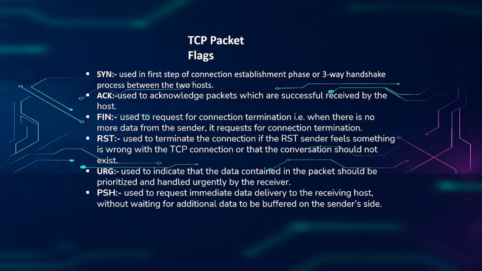So it is basically used to request immediate data to be delivered to the host. So the data needs to be delivered fast to the particular host without waiting for extra data that needs to be buffered from the sender side. So these are the basic flags that you need to know. You guys can screenshot this, make a note of this, because this will be important as we go through the videos and try to understand different kinds of scan.